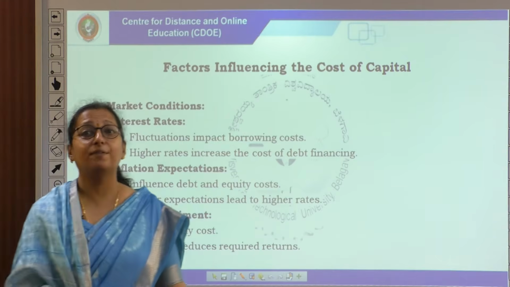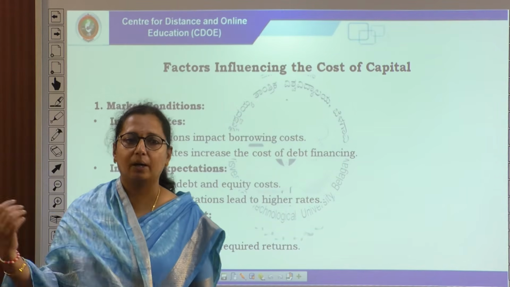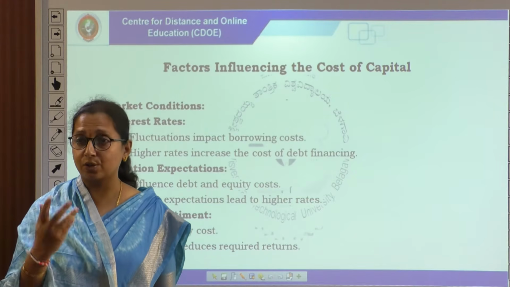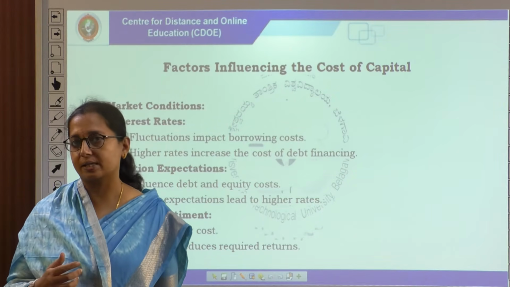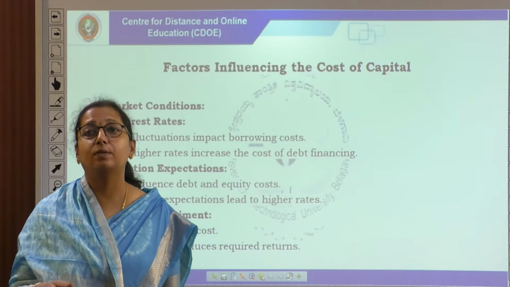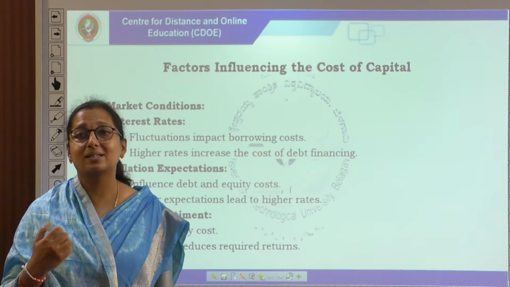The next one: what are the factors that influence the cost of capital? We may call them the size of an organization, nature of organization, growth of an organization. When we try to see what factors can influence the cost of capital, the first one is market condition. What is a market condition?